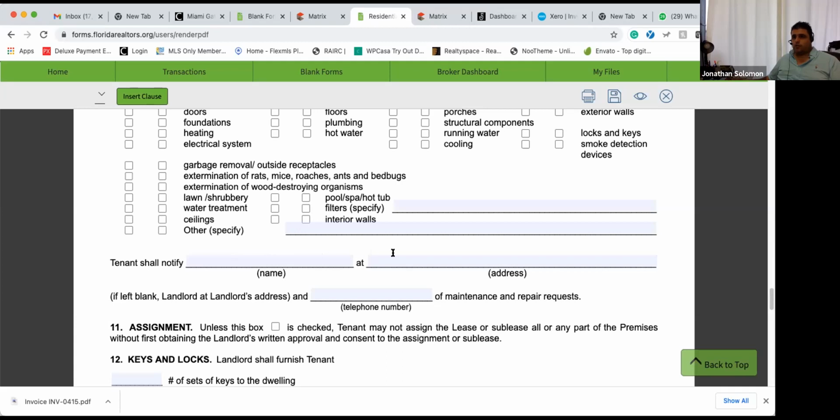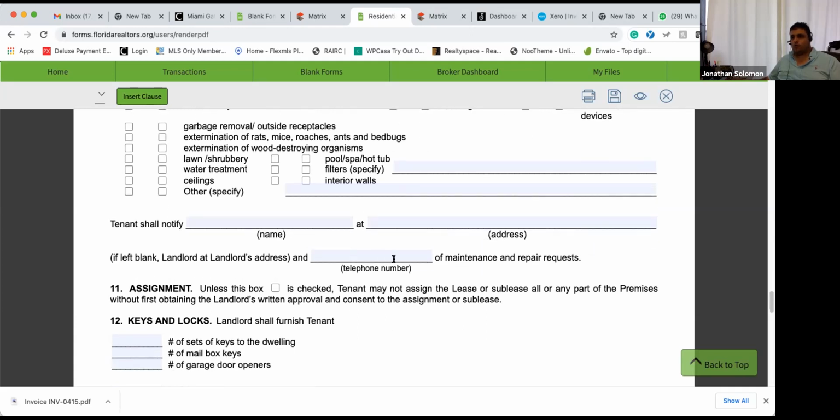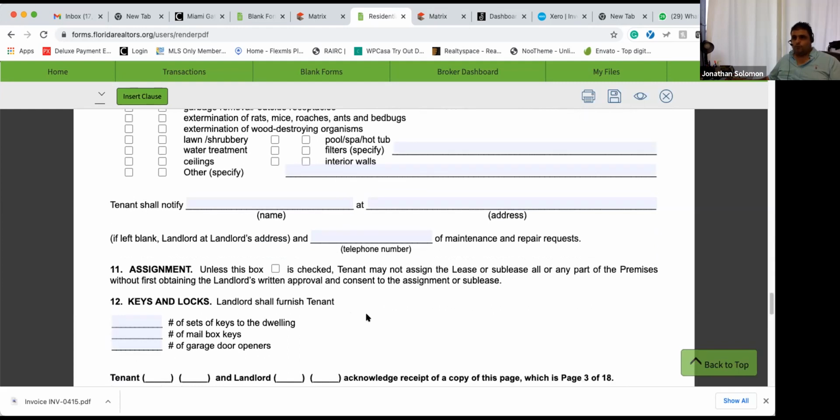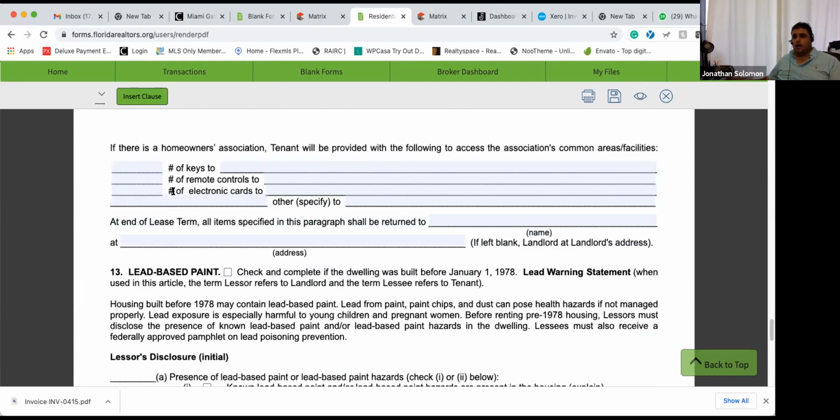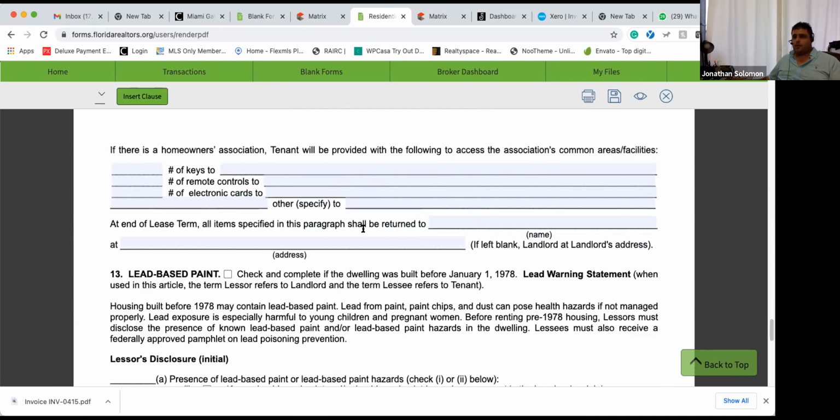Notification: who is the tenant going to notify, who is the agent that they're going to notify, and to which address. If they have any notification, we can also disclose the phone number of the landlord. The keys: set of keys, mailbox keys, garage keys, and any other keys, we can disclose them right here that the tenant is going to receive, and obviously will need to return at the end of the lease.